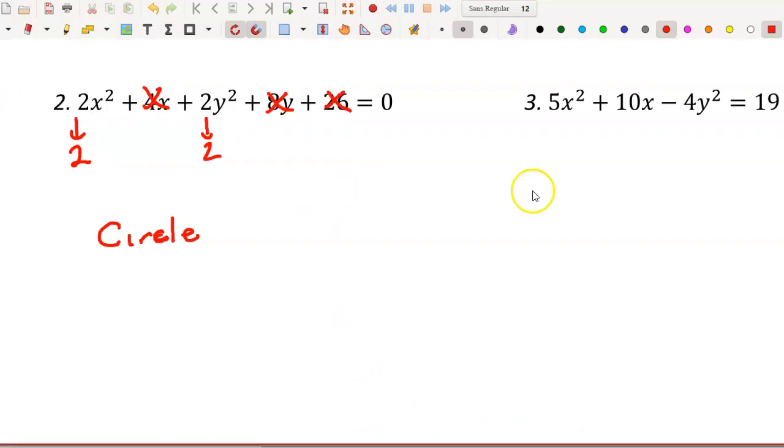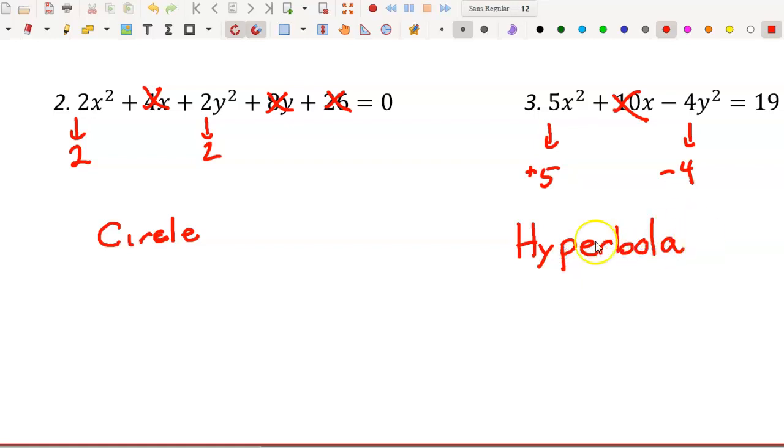And lastly, got a 5, positive. Got a 4, negative. And that would be, yeah. Spell it correctly. What am I doing here? That's right. Hyperbola. There we go. Okay.